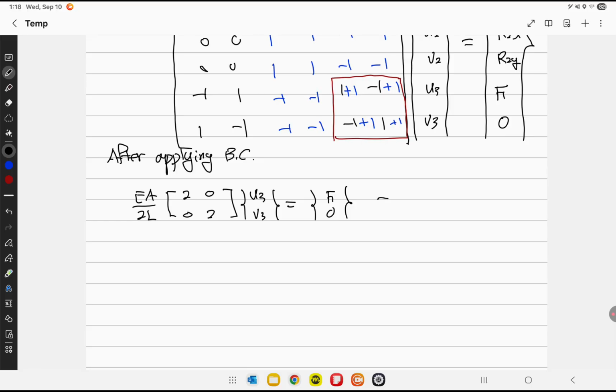So this is a diagonal matrix. It's easy to solve. So U3 equals FL over EA and V3 equals 0. Done. I solved the problem. Any questions? This is a critically important step.